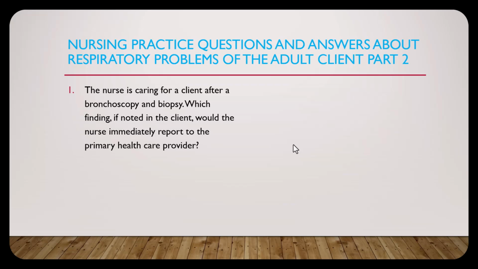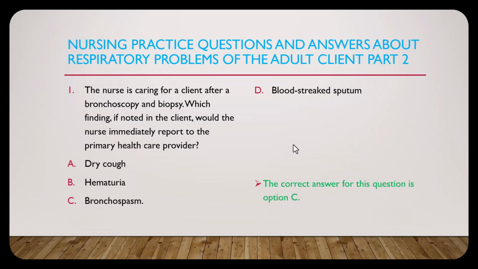These are the options. Option A, dry cough. Option B, hematuria. Option C, bronchospasm. Option D, blood streaked sputum. Now for this question, the correct answer is option C, bronchospasm. Now let's move to the rationale.